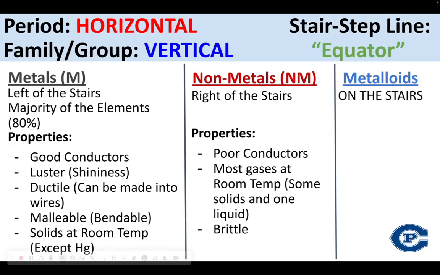Now, metalloids are on the stair step, and these are a mixture of metal and nonmetal properties. Depending on the metalloid you're looking at, you're going to see different properties. Some might have more metal properties, some more nonmetal properties, depending on the actual element. You do not need to know the specifics for each metalloid, but I do expect that on a test, if I say select all that apply, that could be properties of metals, you are able to identify them.